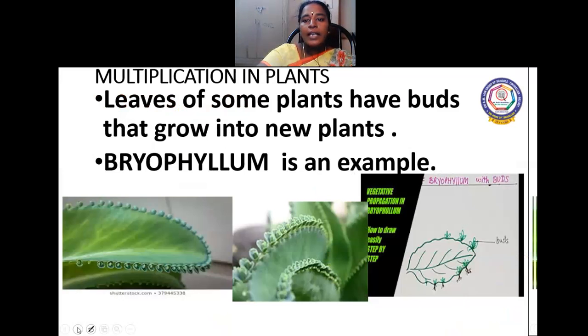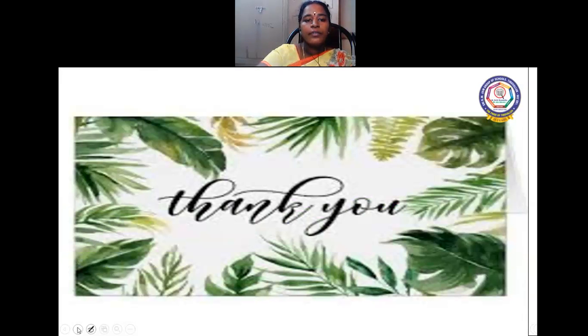Multiplication in plants. Leaves of some plants have buds that grow into a new plant, and Bryophyllum is an example for this, to form a new plant from the leaf. I hope you understand. We discussed leaf, leaf structure, function, and modification of leaf.